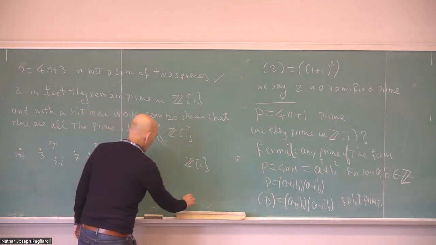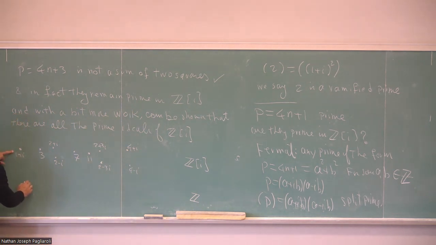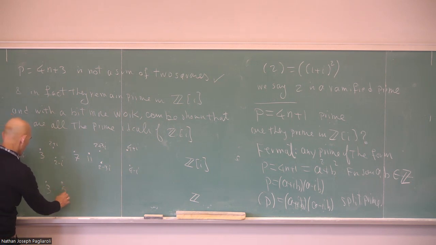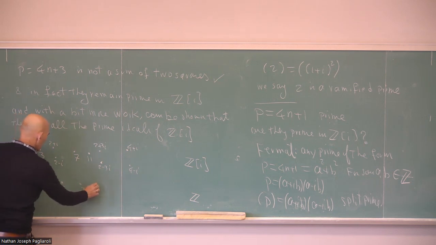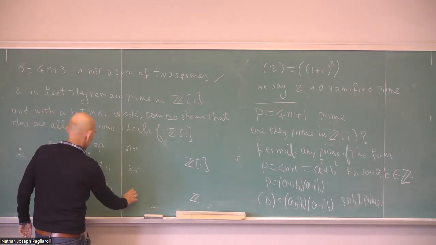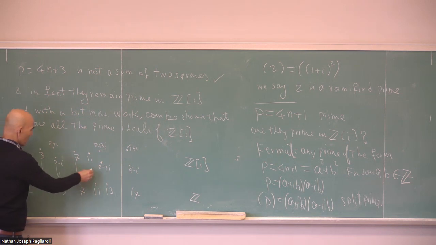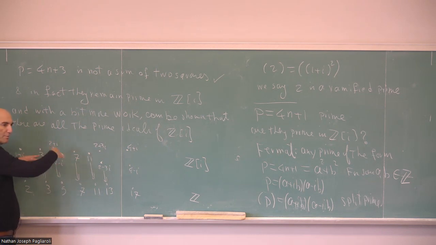Now, what is the situation in Z? Here there is 2, there is 3. These 2 points map into 1 point. This is 5, this is 7, this is 11, this is 13, this is 17, and so on. You can think of there being a map that sends these 2 points to 1 point. So it's like a covering space of this one.